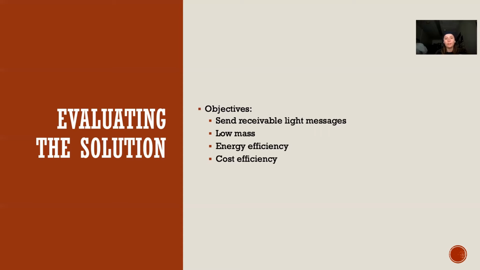The solution was evaluated in accordance with the objectives set at the beginning of the project. The first objective was the ability to send receivable visible light messages from an altitude of 400 kilometers with a maximum distance of 450 kilometers. The laser chosen for implementation has an irradiation angle of approximately 1 microradian. Through simple trig calculations, it was determined that our transmitter design would produce a readable message on the ground using a parabolic receiver dish. Another goal of the solution was being as mass and energy efficient as possible.